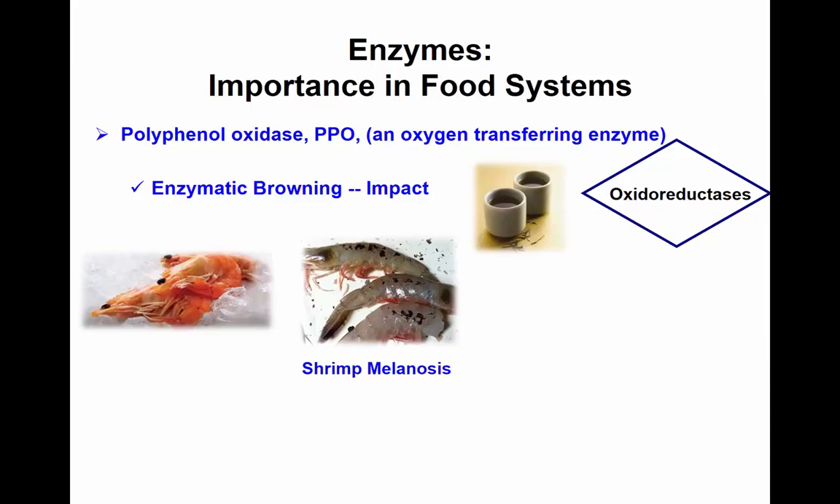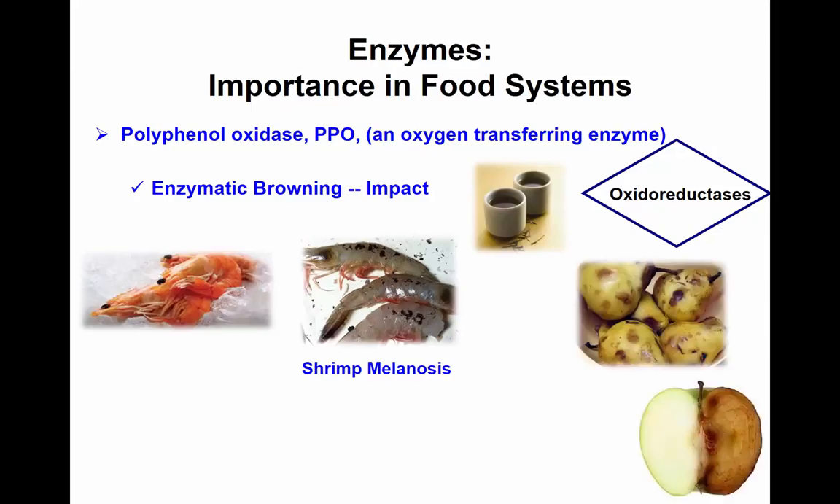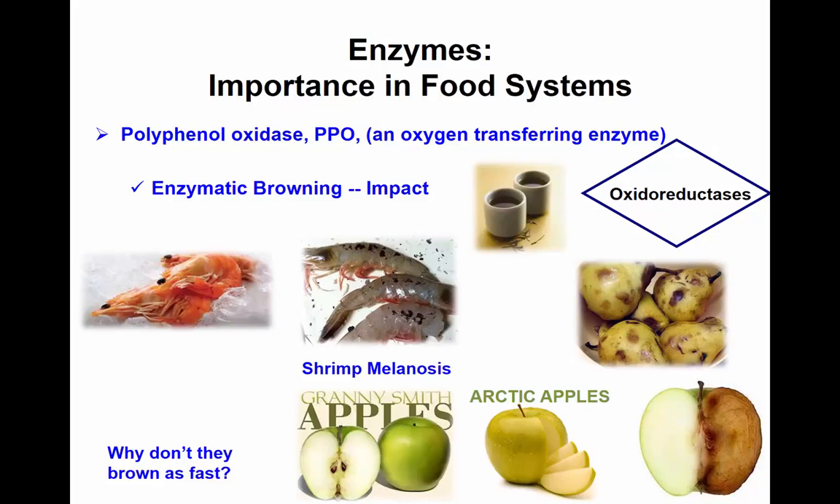That's a fresh shrimp. That is a browned shrimp. And for the shrimp, the name for that is shrimp melanosis, from the word melanin, which is the brown pigment that is generated at the end of the reaction. And then produce. This is a browning of pears and, of course, of the apple. And many, many other vegetables and fruits are subject to loss due to browning.